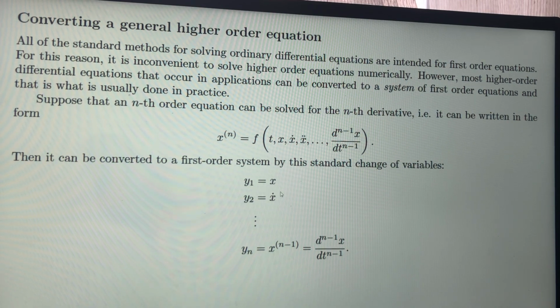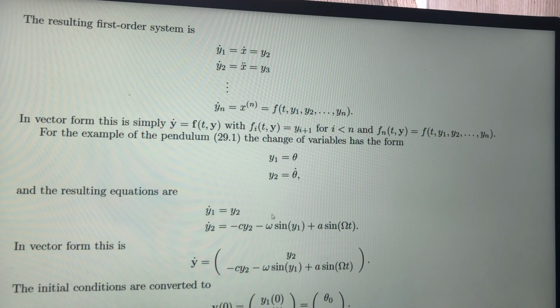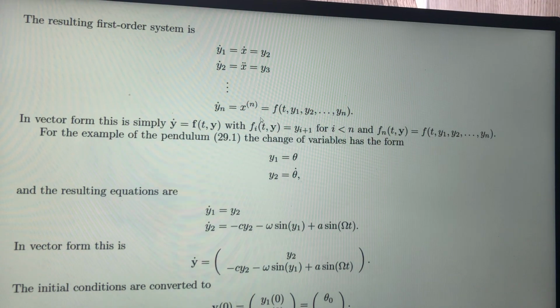Since I am trying to get rid of the x, instead of x derivative, I can write y1 derivative, and it will go over like that, okay? This is the idea. So y1 is x, y1 derivative is y2, y2 derivative is y3, and you can go like that, and for the last one, you can write it in terms of the y's.